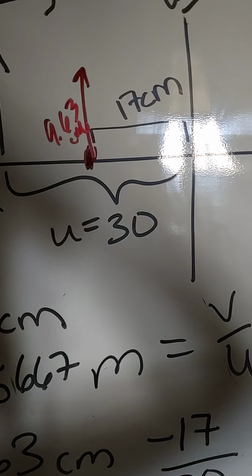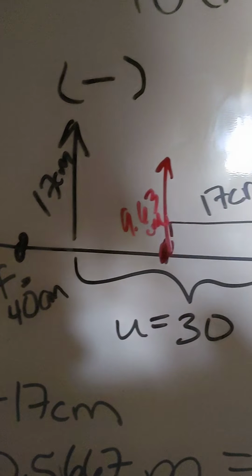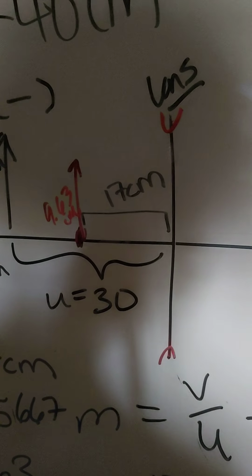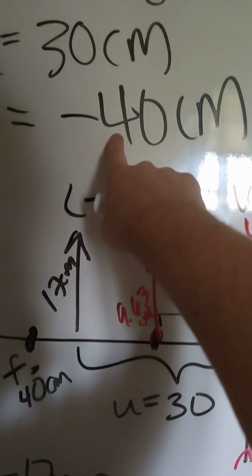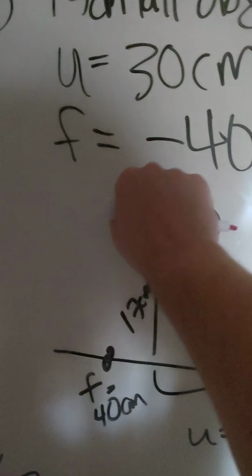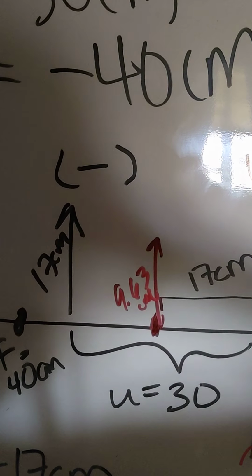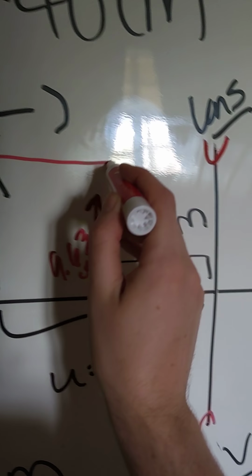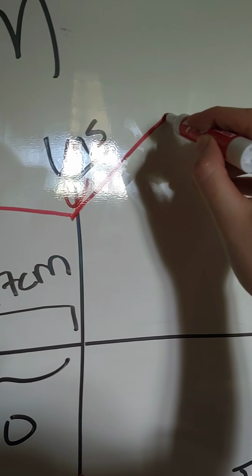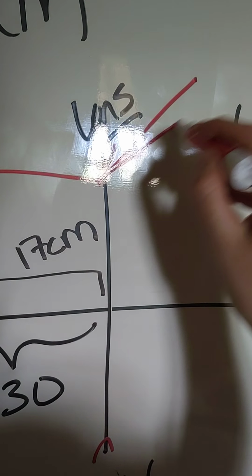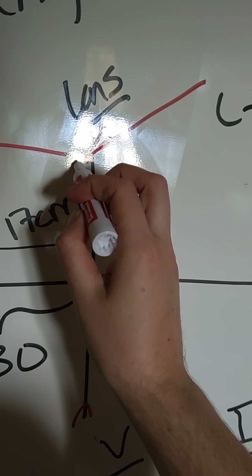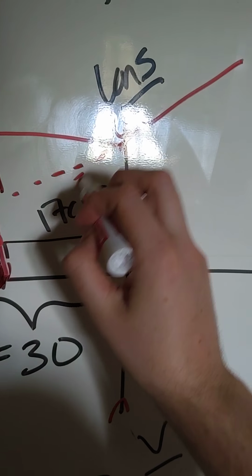What that tells us is we are, in fact, working with a minus lens, and that's based on this: our focal length is a minus 40. So when you bring the light through, the light goes across, and then it diverges. I need to probably start drawing these a little bit better.